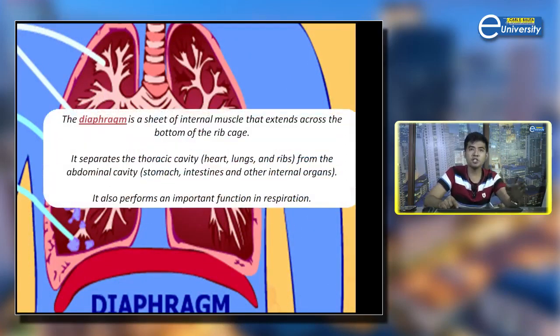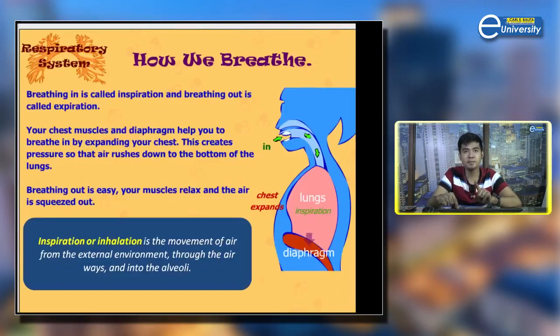The diaphragm is a sheet of internal muscle that extends across the bottom of the rib cage. It separates the thoracic cavity, or the heart, lungs, and the ribs, from the abdominal cavity, which includes the stomach, the intestine, and the other intestinal organs. It also performs an important function in respiration.